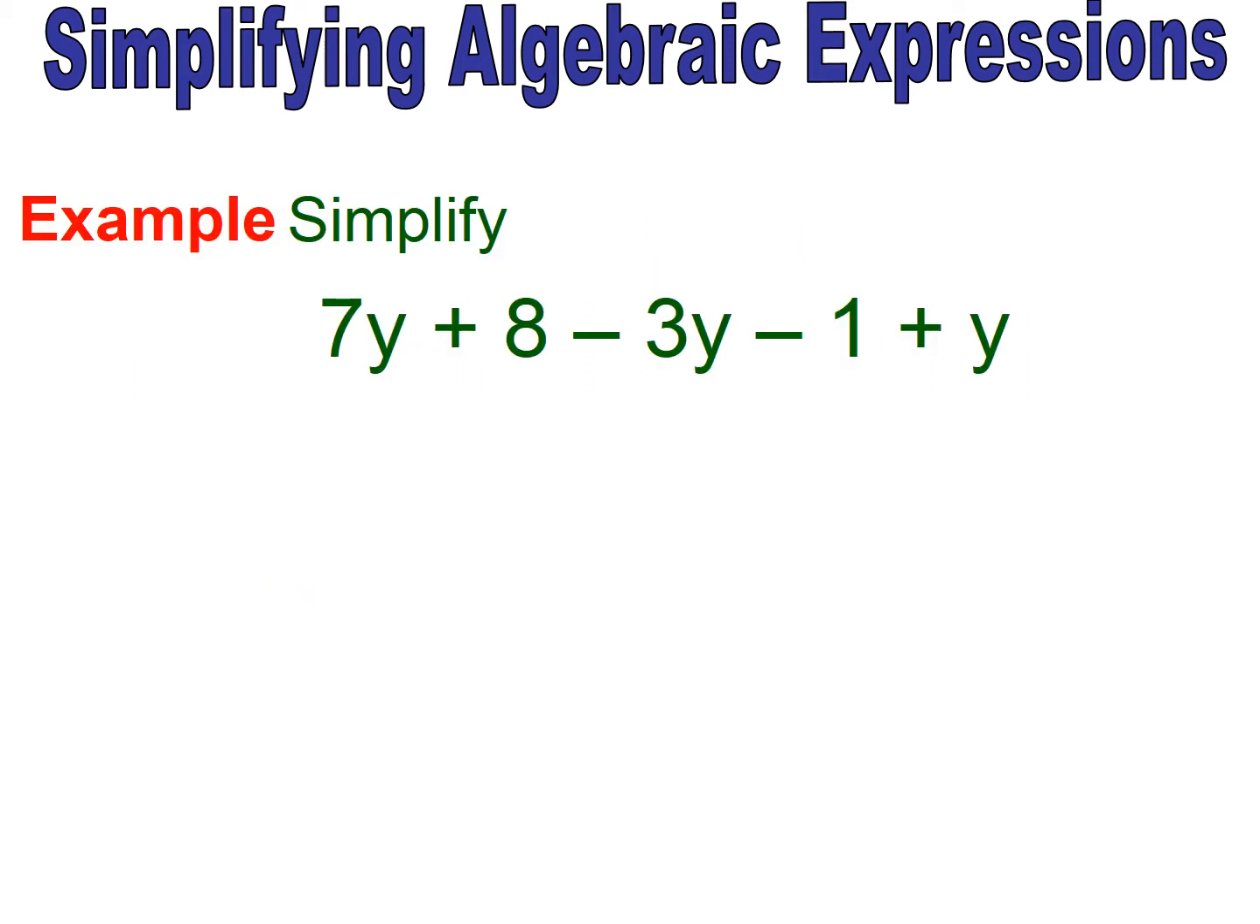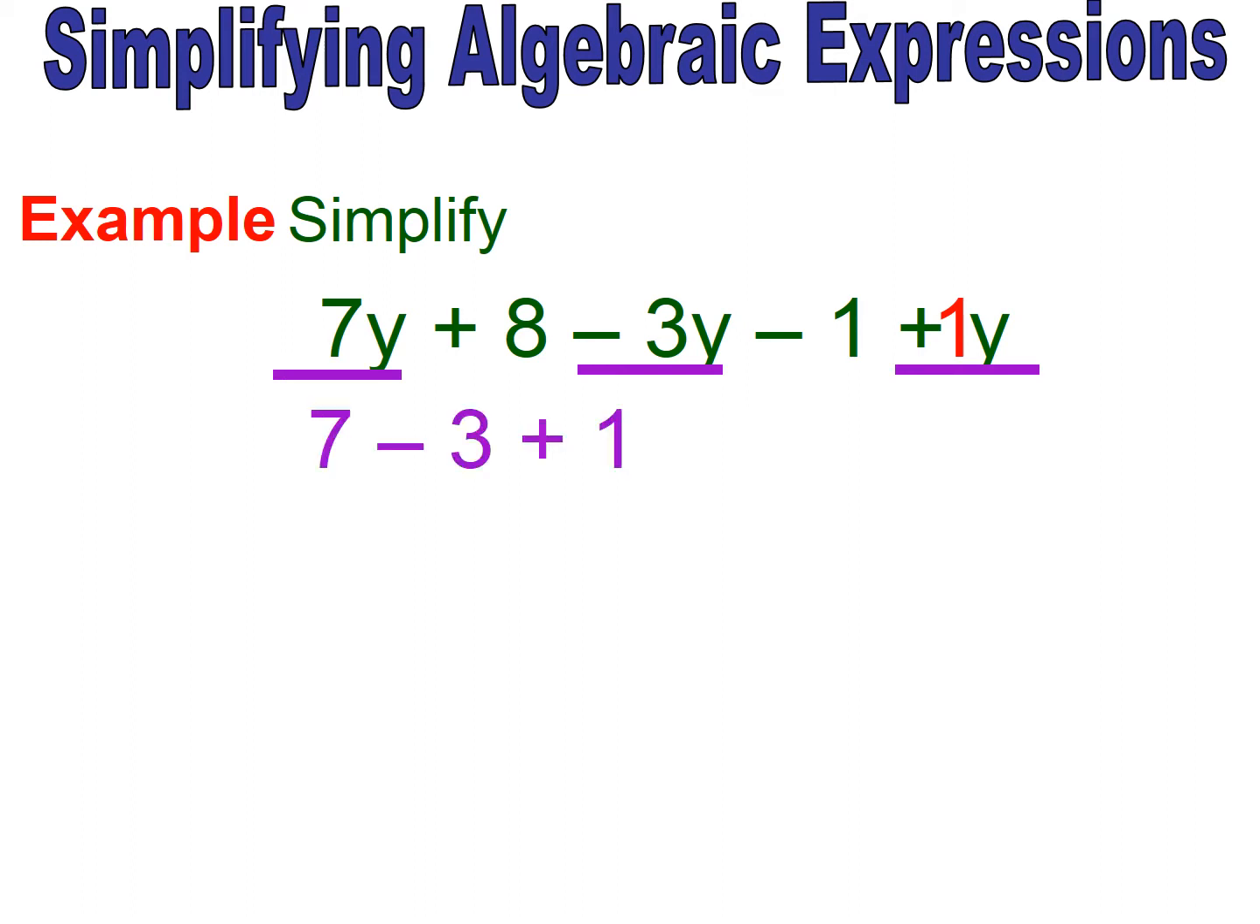Now this is a multiple term example where we're going to simplify by adding or subtracting like terms. So in this case, I see I have 7y, a minus 3y, and a plus y. Now with that plus y, we don't necessarily see it, but there really is a coefficient of 1 in front of that y. So it's very important to understand that if there is a variable, there is a coefficient of 1 if no coefficient is shown.